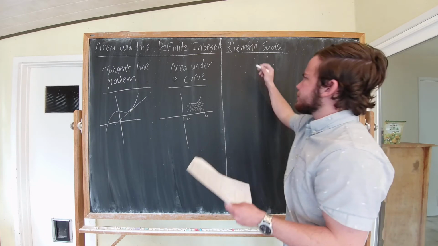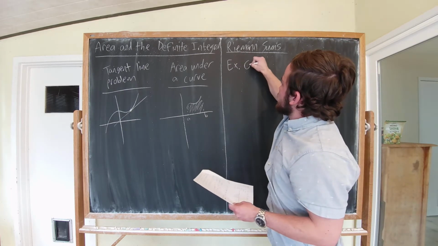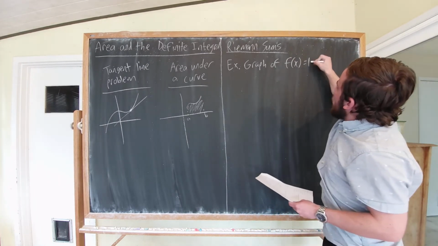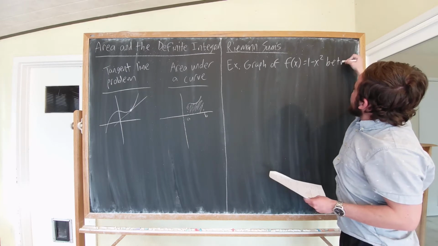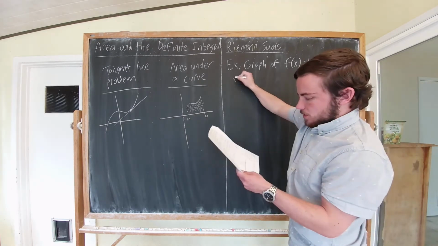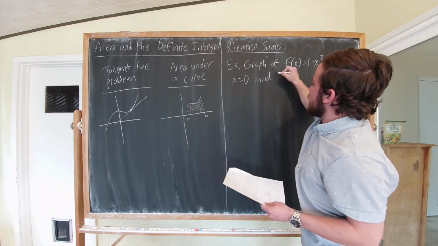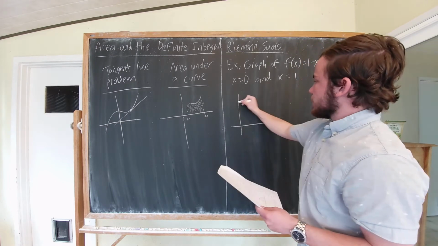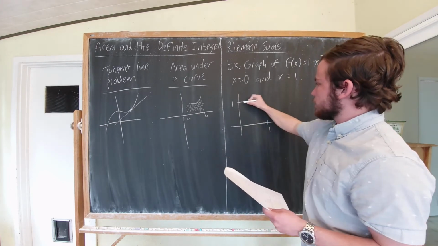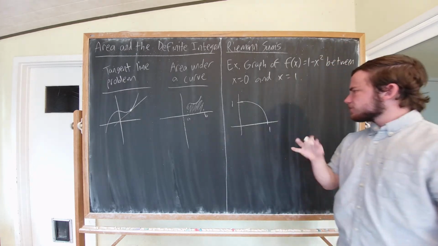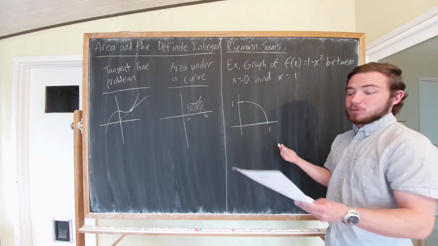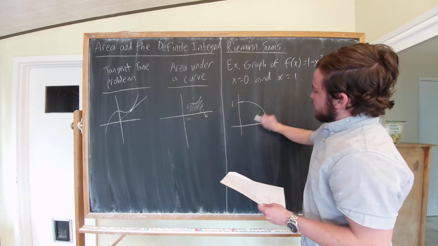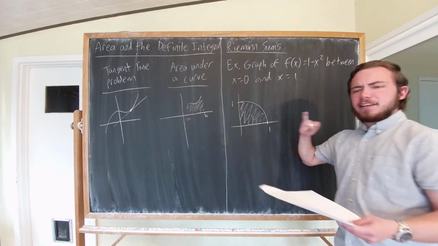Let's say we have the graph of f of x equal to 1 minus x squared between 0 and 1. If we were to graph that, it would look like this, give or take. Maybe a bit more parabola and less circly. Anyways, we want to find this area.